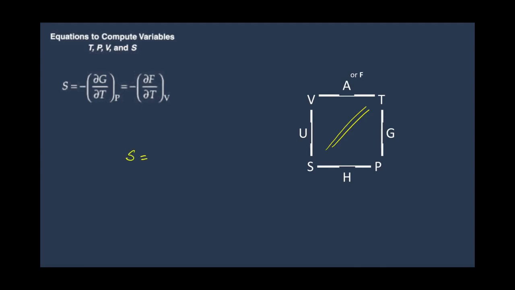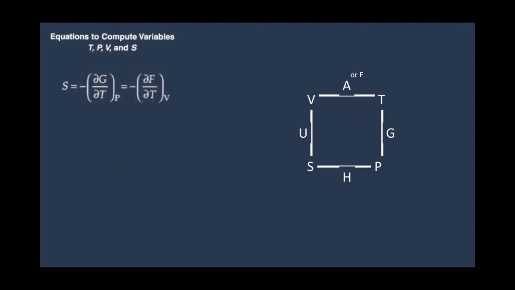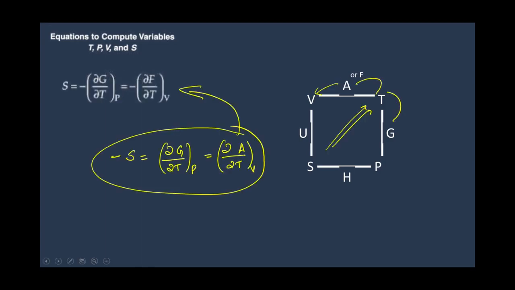So S equals like this. Since it is going up, we can put a negative over here: ∂G/∂T at constant pressure equals ∂A/∂T at constant volume, which is next to it. Similarly, you can see the equation over here. Like that, you can derive all the equations to compute the variables T, P, V and S.